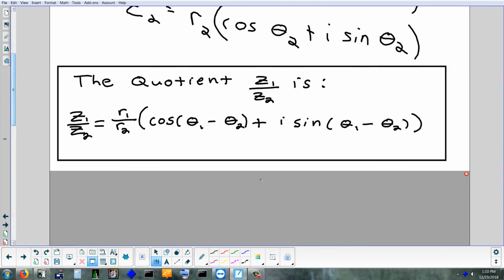Okay, any questions on the formula? Okay, so we'll try a couple examples. If we get a negative angle, I would like to make sure we make it a positive angle.